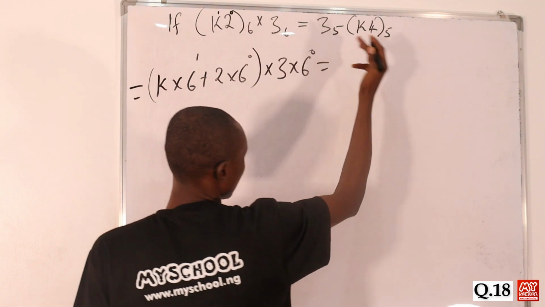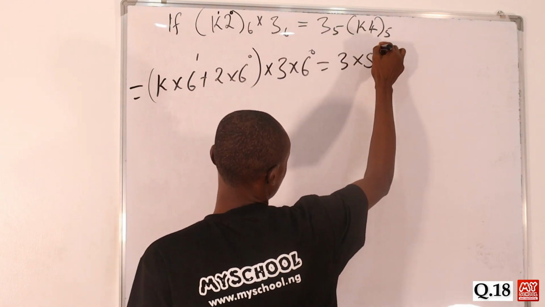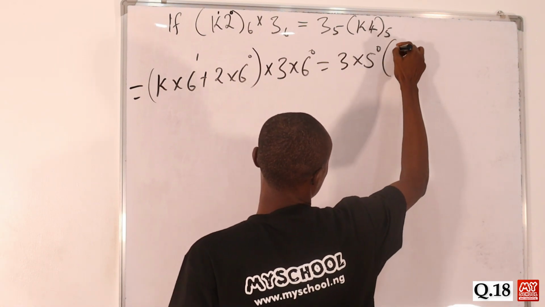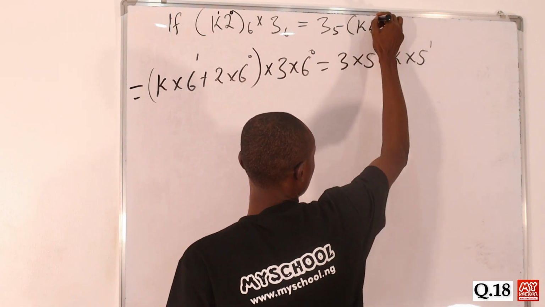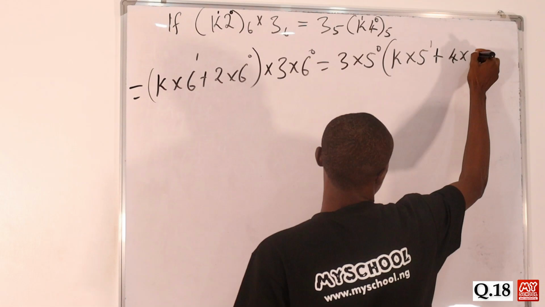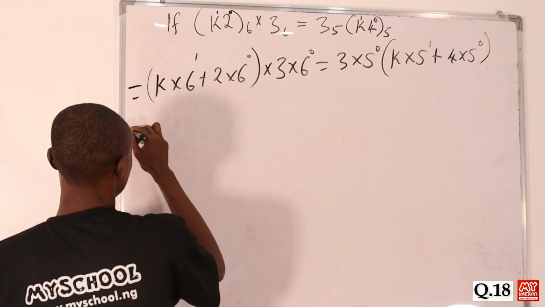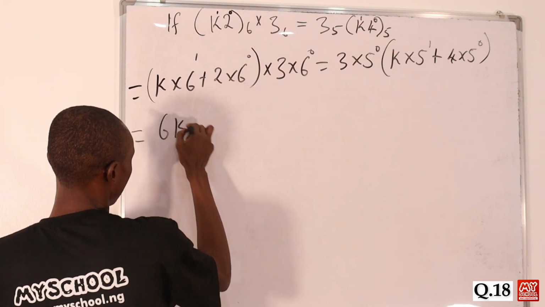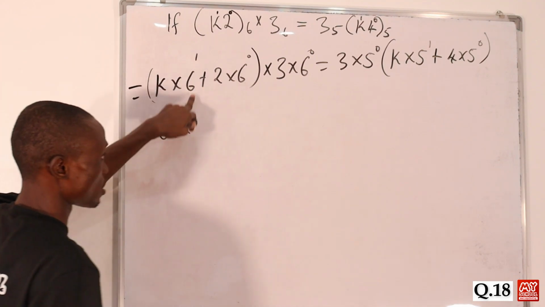While on this other side, it's still the same thing. This will be 3 times 5 raised to power 0, then open bracket, k times 5 raised to power 1, okay, because here will be 0 and here will be 1, then plus 4 times 5 raised to power 0 in bracket. So at the end of the day, here we'll be having 6k, because this is k times 6 raised to power 1. Any value raised to power 1 still remains that value.